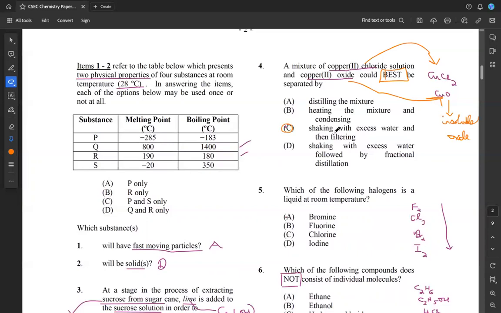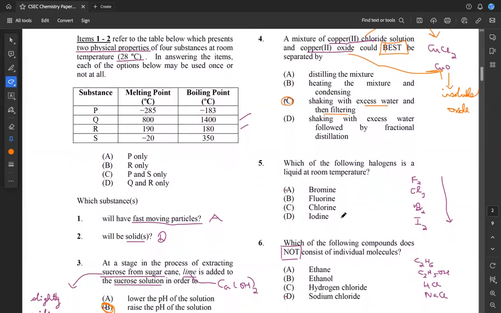So we're gonna shake the mixture with excess water. The copper 2 oxide is insoluble, so it's gonna precipitate out, and then we just filter off the remainder. And when we filter that, now we'll be able to get copper chloride in one container, and then we'll have our copper oxide remaining as a precipitate. Okay. All right. So question 5 now says, which of the following halogens is a liquid at room temperature?